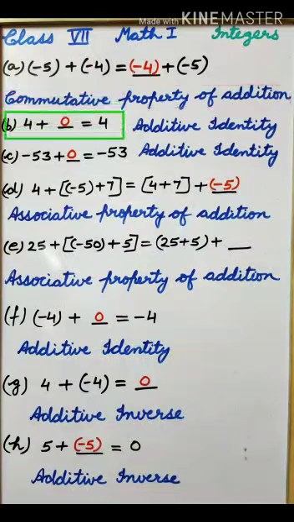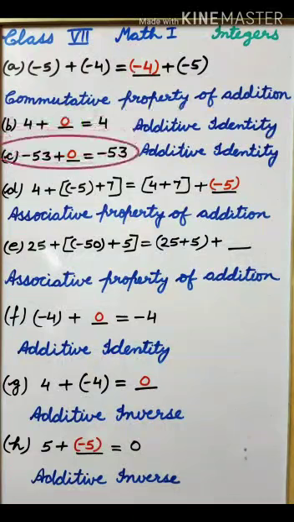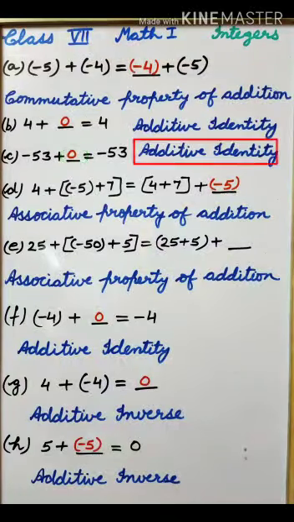Its B part is 4 plus dash is equal to 4. In the blank, 0 will come, as 0 added to any integer gives the integer itself as sum, and the property will be additive identity. Now C part is minus 53 plus dash is equal to minus 53. In the blank, 0 will come, as 0 added to any integer gives the integer itself as sum, and the property will be additive identity.